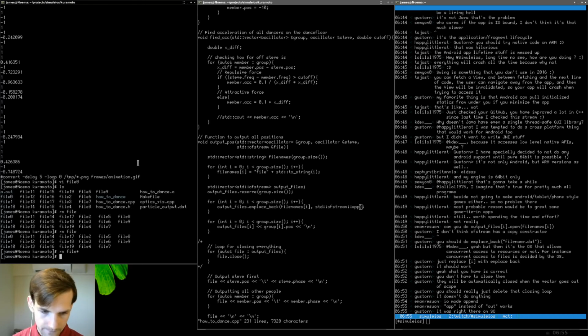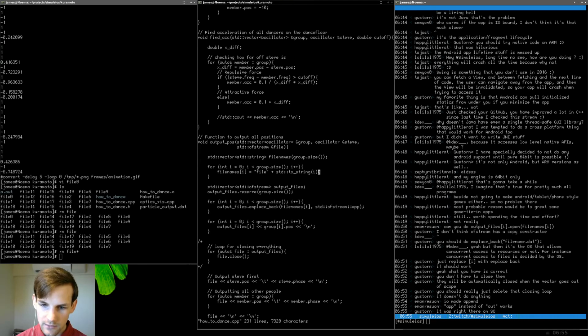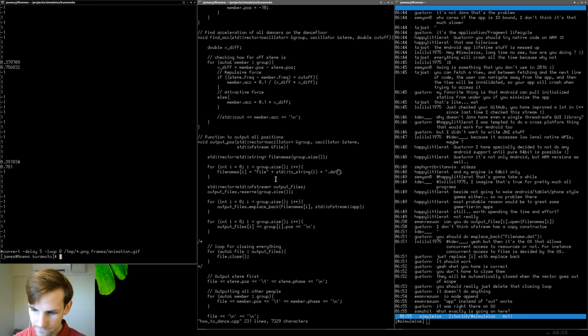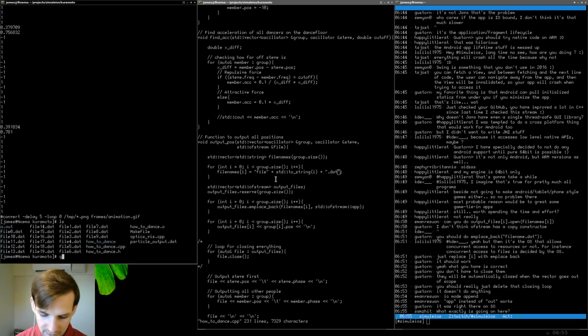File star. Now let's go up here and change the file names to be something .dat. So we're going to do plus .dat, just so I have a common data file. And now let's make that. Okay. Finally, let me do an ls and let's run gnuplot.